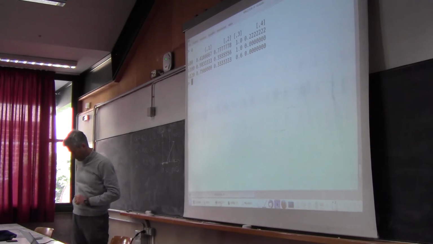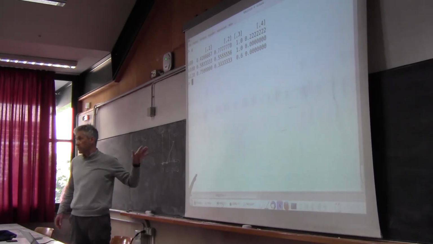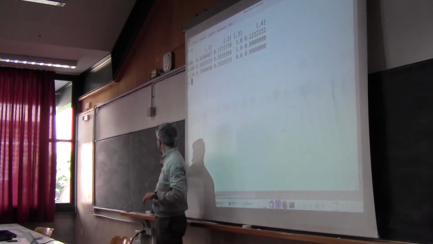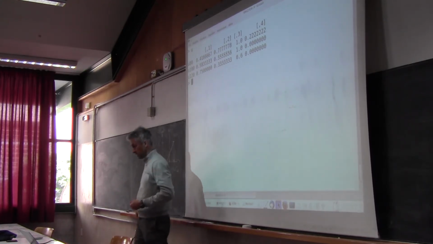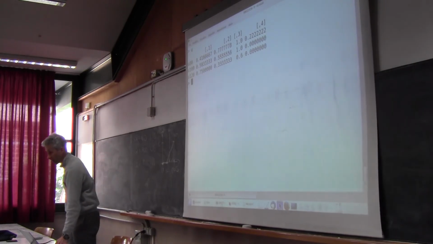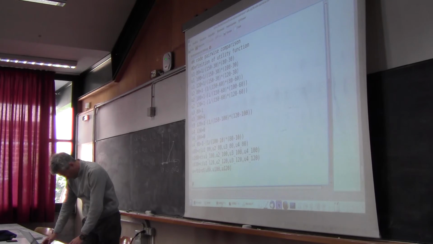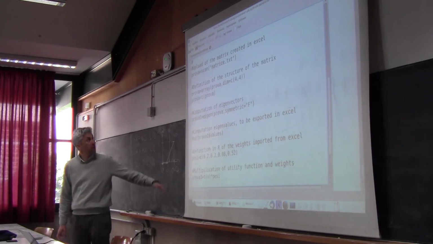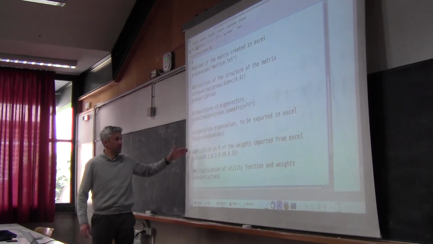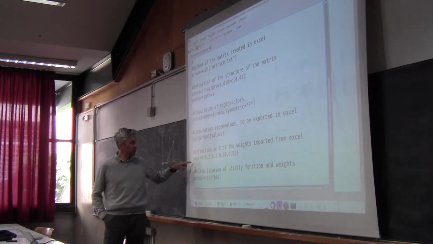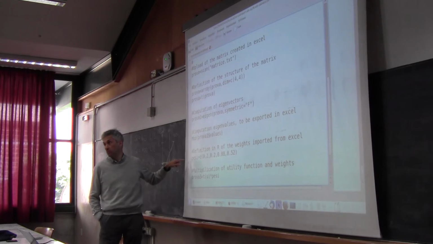Perfect. This is straightforward. It's just an interpolation within these curves, utility curves. Okay, now let me go back to the R code. And then there is this part here, which is the computation of the weights, and we did this already. In this case, the weights are put into a vector that is called PESI.